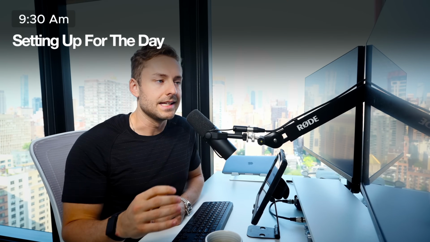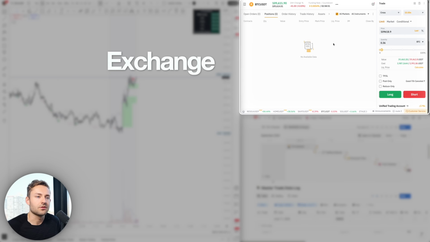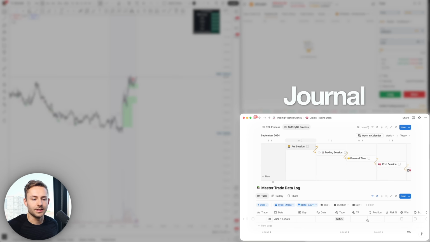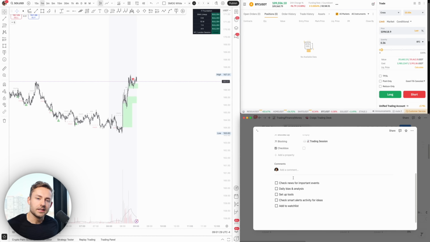So before we hop into any trades, I want to make sure that my desk is set up properly. Over here on the left, I have my TradingView on a 1-minute time frame. This is where I'm going to be doing all of my analysis to get into individual trades. Right here is where I'm actually going to be placing my physical trades. And then down here is where I'm going to be journaling each trade that I take, as well as following my daily checklist, my pre-session checklist, which is what we're in right now. So I can click into this box and follow my setup procedure for the day.